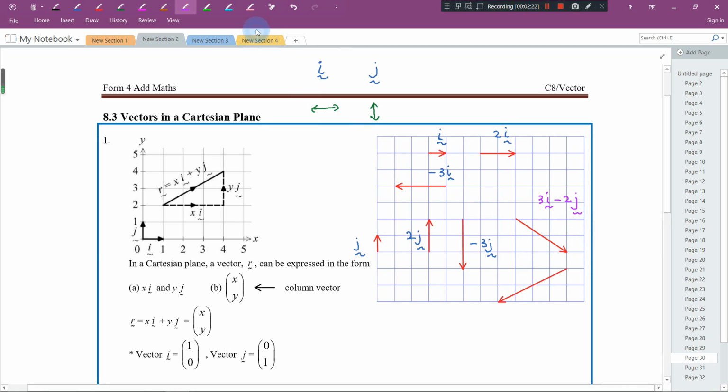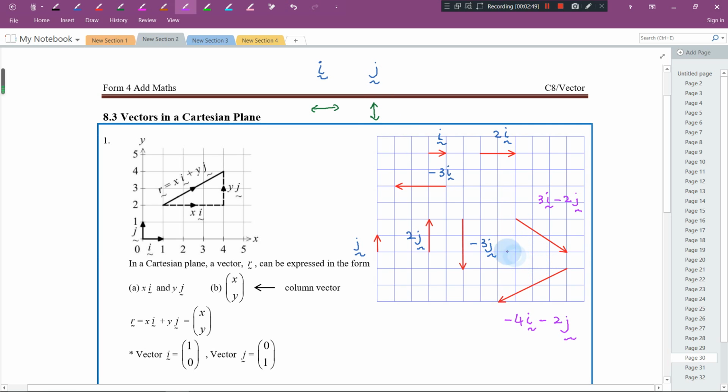Okay, so how about this one? Negative 2j. Okay, how about this? Go to your left hand side. 1, 2, 3, 4. So negative 4i. Then go down 2 units, negative 2j. Okay, so just remember i is left, right, j is up, down.